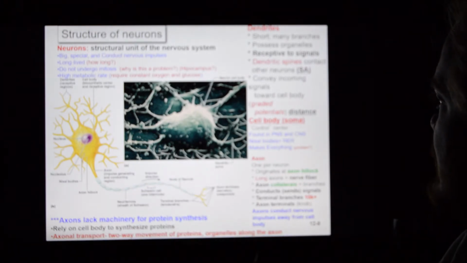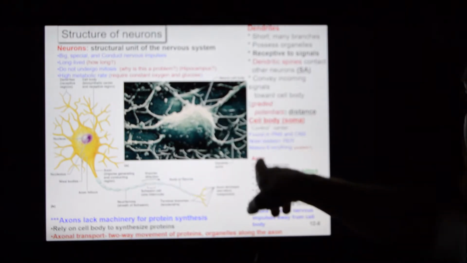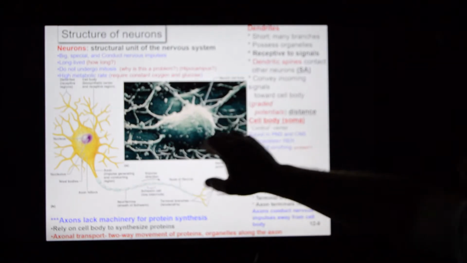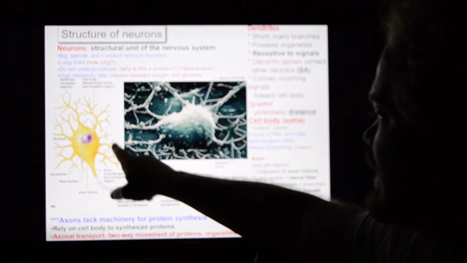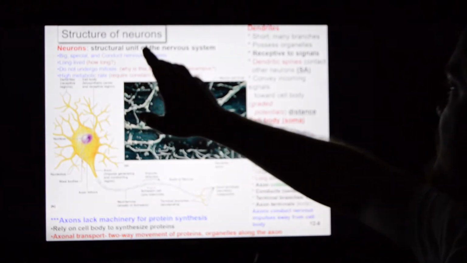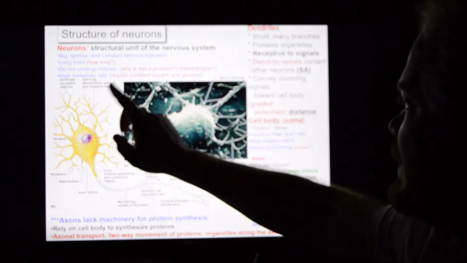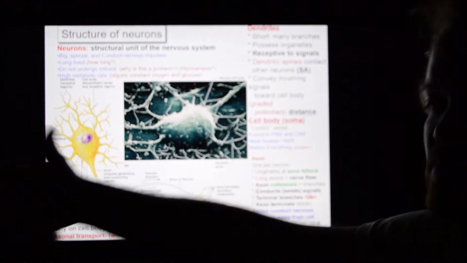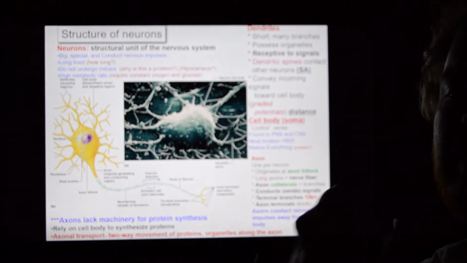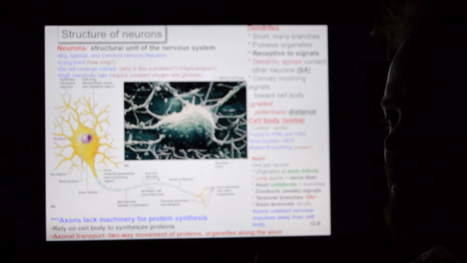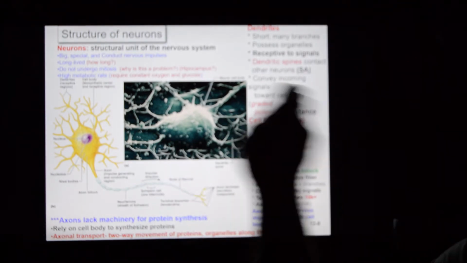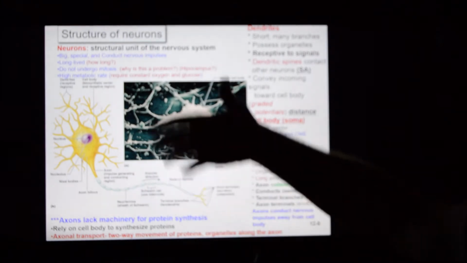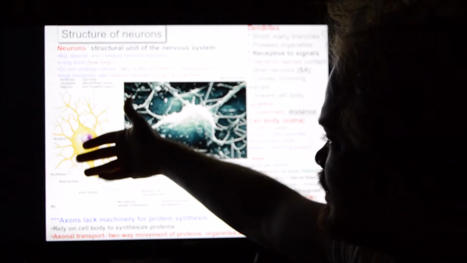Alright, dendrites, cell body, axon. Dendrites are very short, small little projections. Sometimes they have little branches like this here and even spines that stick up to increase their surface area. Dendrites are for receiving messages. If you release a neurotransmitter, that will bind to the dendrites, and the dendrites will receive that message and create what's called a graded potential that can then travel through the nerve cell body.